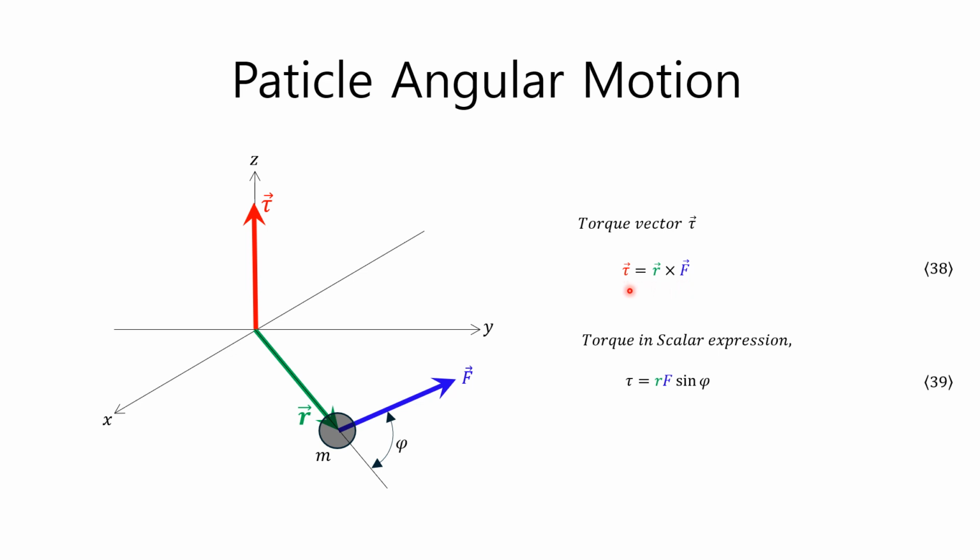If we express this as a scalar quantity, we can express the scalar quantity of torque using the angle phi between the two vectors, as in equation 39. The order is important because if the order of the vector products is changed, the direction of the resulting vector is changed. The position vector comes first, followed by the force vector.